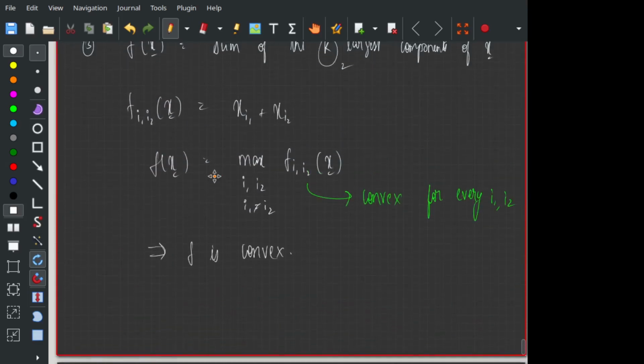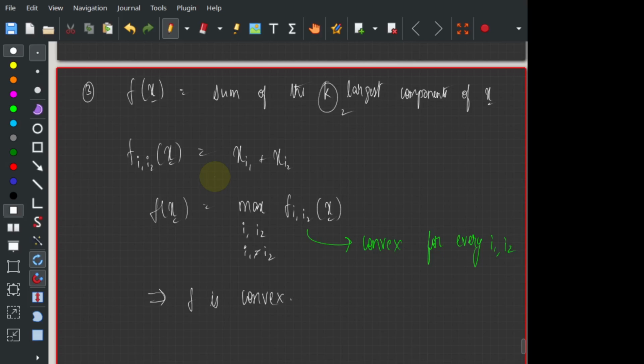So this is a maximum of a sum. Right? The sum is convex. Fine. It depends. Yeah. You can write it. Yes. True.